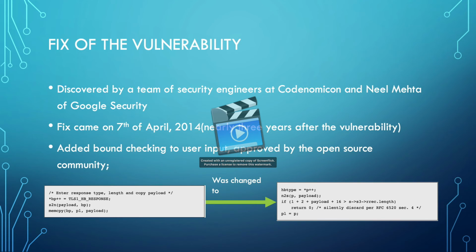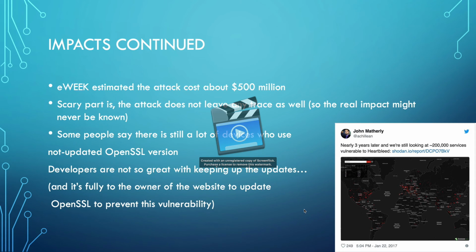So the code on the left here is the faulty one. As you can see, it just copies based on whatever the user says the message length is, which was changed to bounds checking, where if the length that the user provides doesn't make much sense or doesn't comply, it's just discarded. However, the impacts still continue.